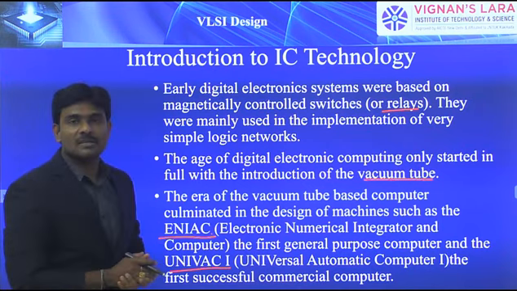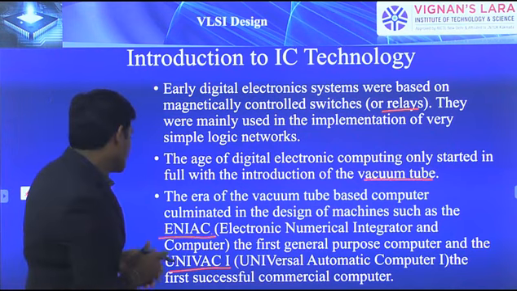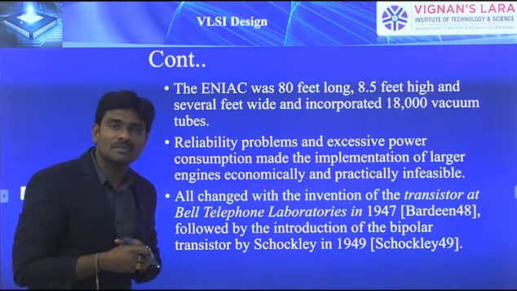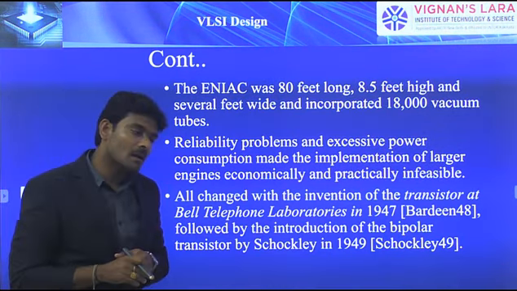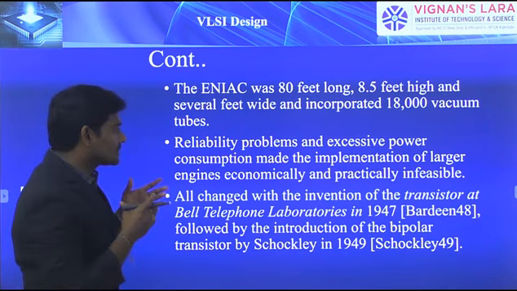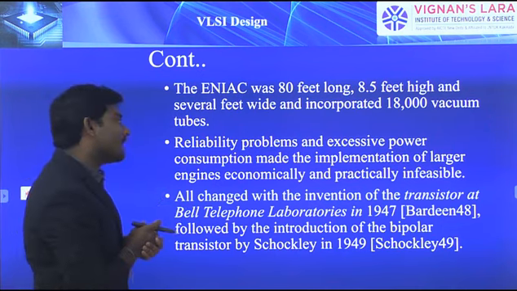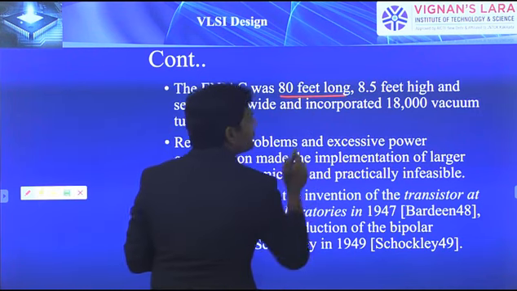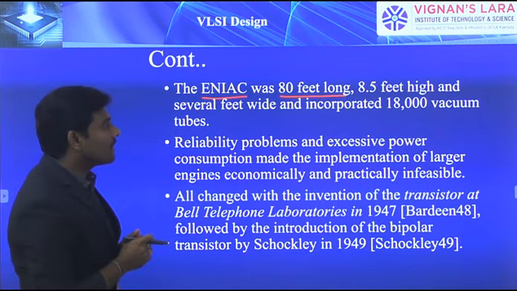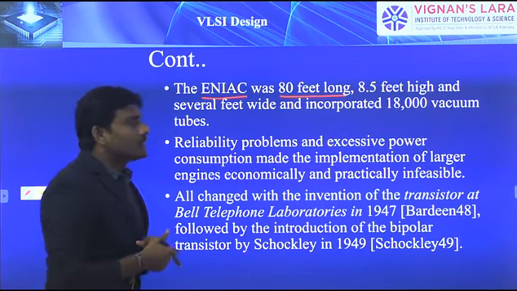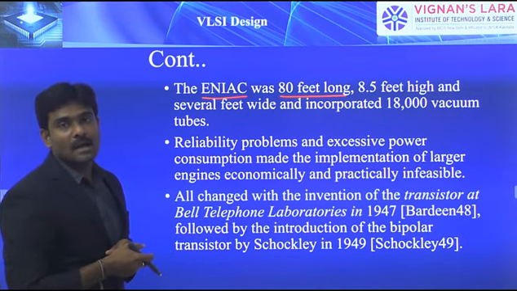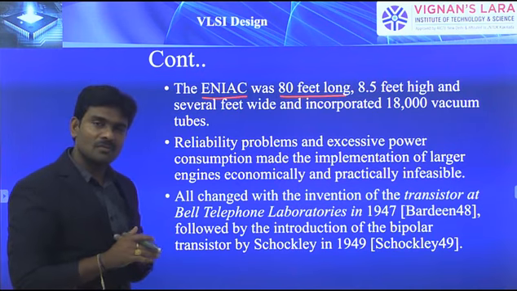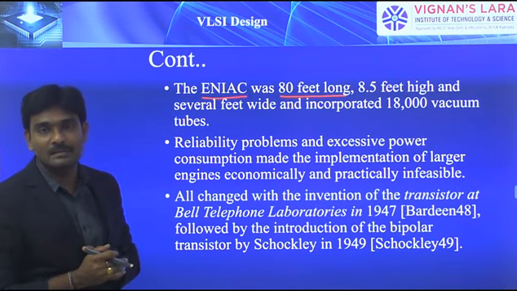If you look at the physical structure of ENIAC and UNIVAC, they seem to be very bulky. The main drawback of those systems, which were realized with vacuum tubes, is size. Those digital systems are very large. ENIAC consists of 80 feet long and 8.5 feet high, and 18,000 vacuum tubes are required to realize it. That is the physical structure of ENIAC.